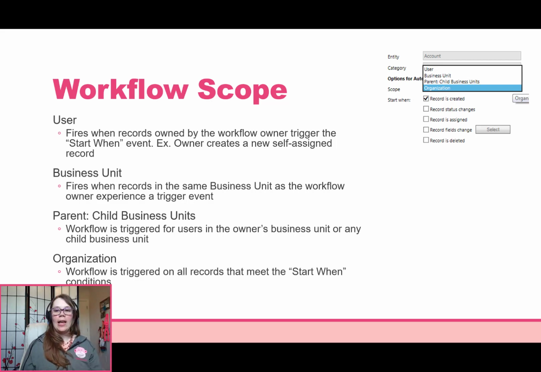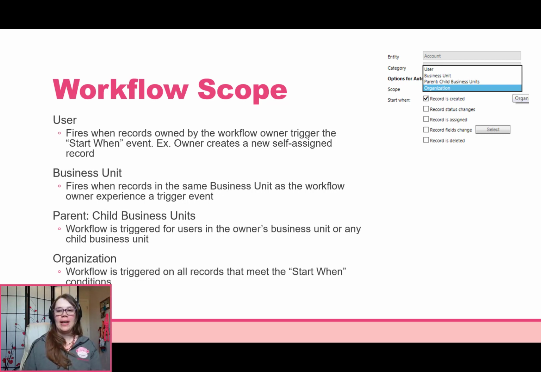So if we're set to user scope, this means we're going to fire when the workflow owner is the same as the record owner for those start when conditions, right? So if the workflow is assigned to me and I have it set to user scope for, say, when accounts are created, then when accounts are created assigned to me, this workflow will run. Anyone else who creates accounts assigned to themselves, this workflow will not run.